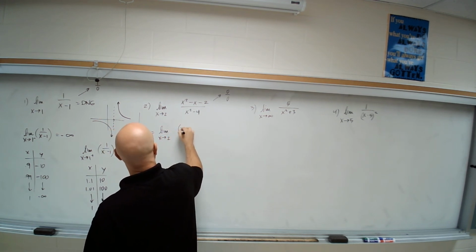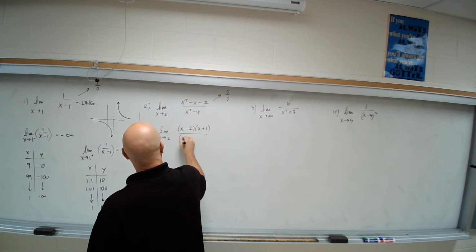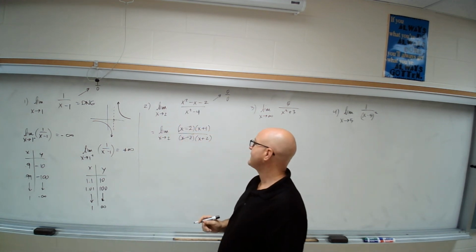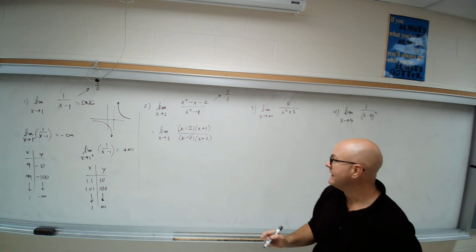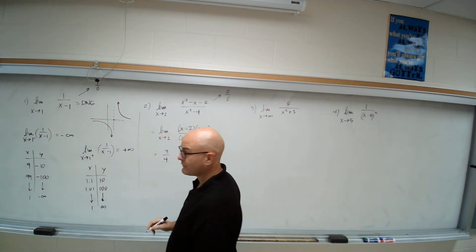And that will be x minus 2, x plus 1 over x minus 2, x plus 2. Those cancel, right? So then our limit would be, by direct substitution, 3/4.